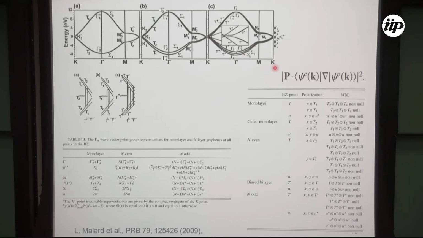coordinate symmetry. So for example, I want to make a polarization along X. Then you go to the character table and look at the representation for which the basis function is the vector X. For example, X belongs to the T3 representation. Then what happens here? I want to go from T2 to T4.